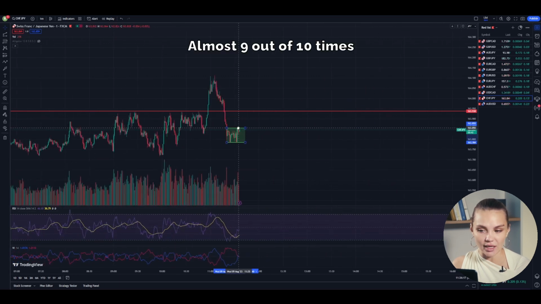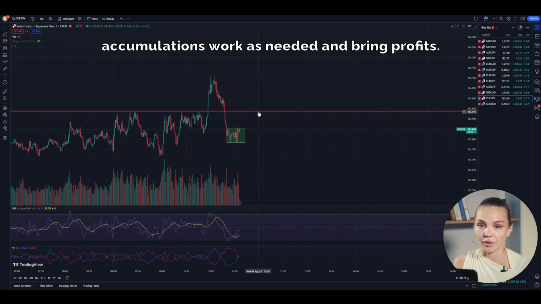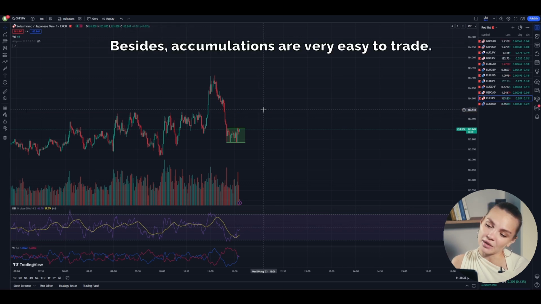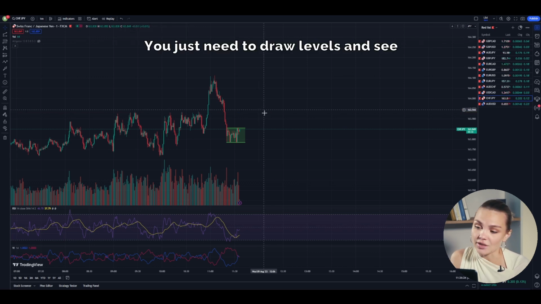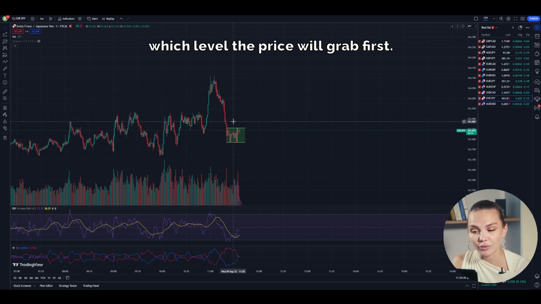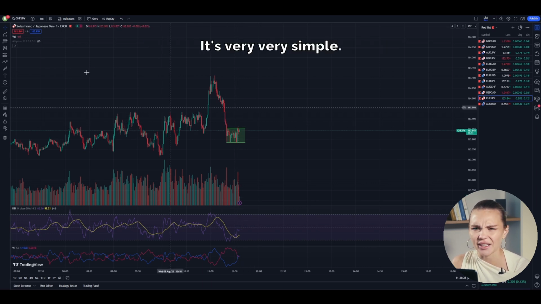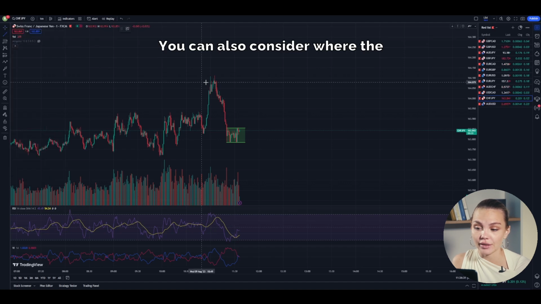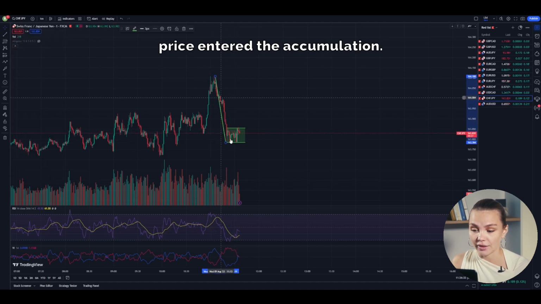Almost 9 out of 10 times accumulations work as needed and bring profits. Besides, accumulations are very easy to trade. You just need to draw levels and see which level the price will grab first. It's very, very simple. You can also consider where the price entered the accumulation.